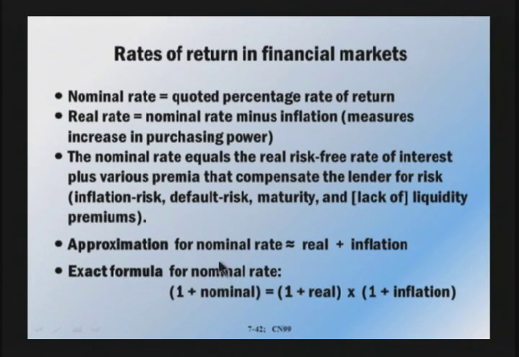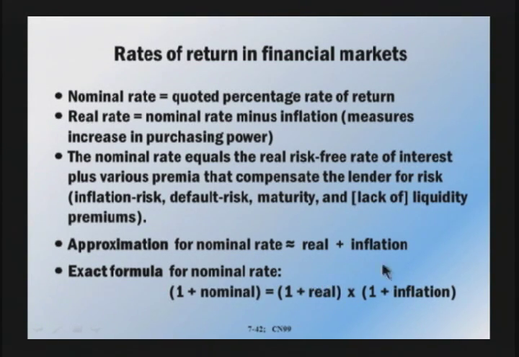The exact formula to get the nominal rate is taking 1 plus the real rate, so they'll grow whatever amount they invest by the real rate to increase their purchasing power, and then they'll grow that amount by the rate of inflation. That will allow them to pay the inflated prices on 100% of the money they invested, as well as the additional purchasing power they achieve.